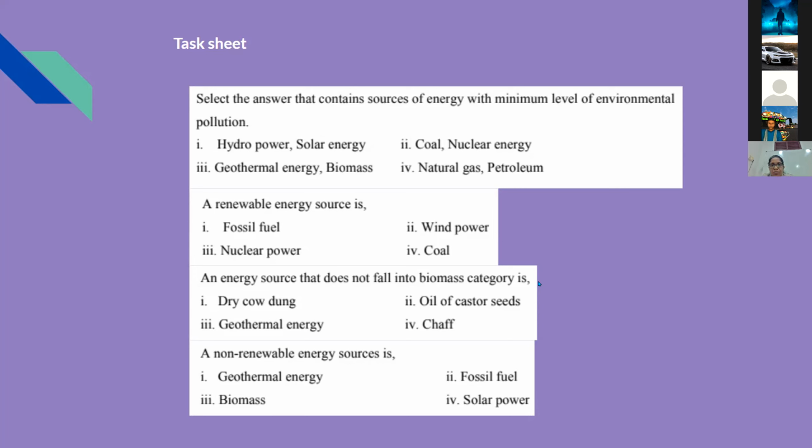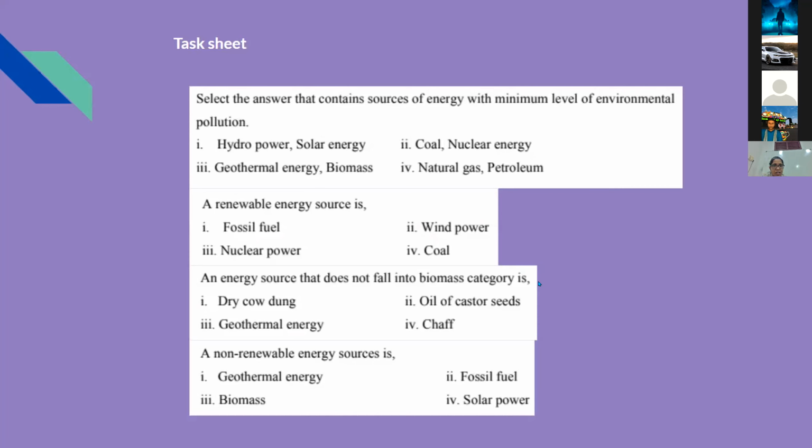Then the second and fourth answers are non-renewable things, coal and petroleum. When we burn coal and petroleum, there is more air pollution, right? So, therefore, your answer is correct.